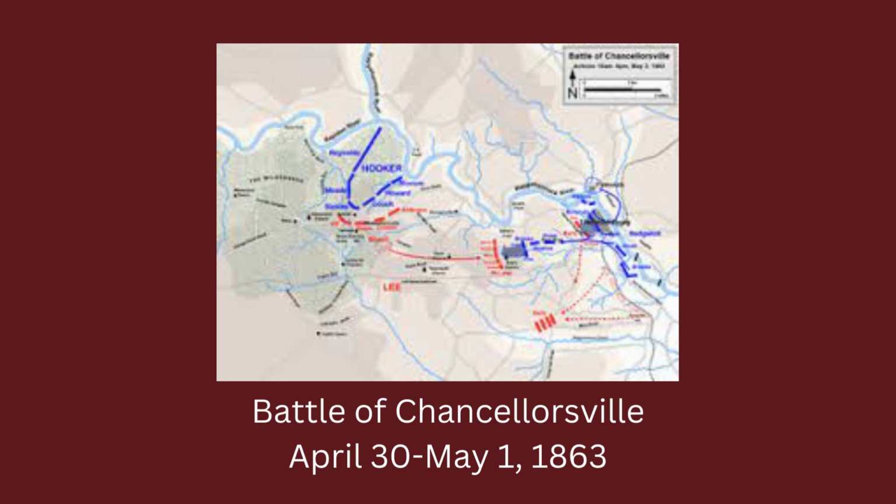Had Lee been successful in forcing the complete surrender of General Joe Hooker's Union Army, the war may have ended very differently with a Confederate victory. He's unable to force that final surrender. The Union Army escapes, and that is going to be the beginning of the end for the Southern states.